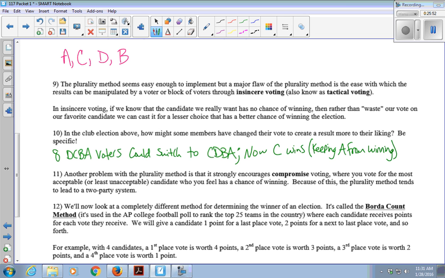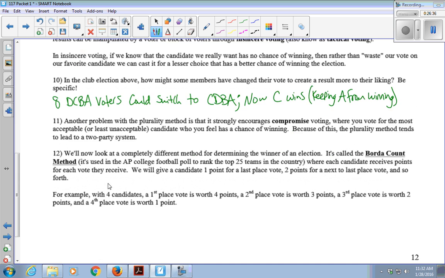Another problem we have with the plurality method is that it strongly encourages compromise voting, where you vote for the most acceptable or least unacceptable candidate who you feel has a chance of winning. Right? It's very closely related to tactical voting. So because of this, plurality methods tend to lead to a really entrenched two-party system, just like we have for the race for president. There's typically just two parties, that's all you can choose from, because one person from one of those two parties is the most likely to win, so people are hesitant to waste their vote on a third party.